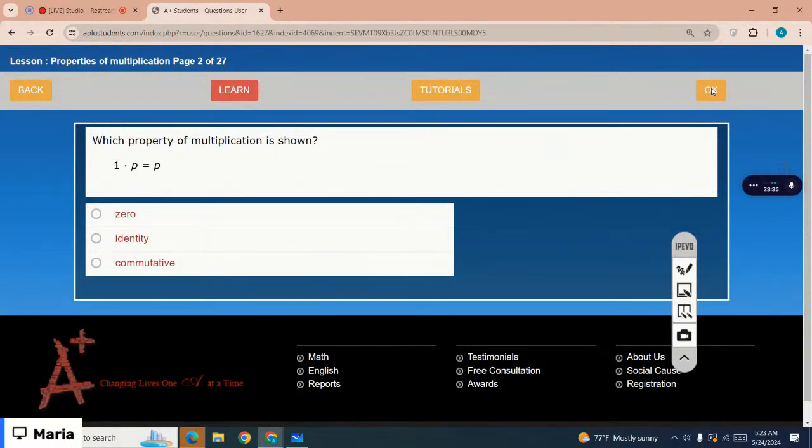Which property of multiplication is shown? 1 times p equals p. Is it zero, identity, or commutative? Which is the correct option? That is the identity, right? If you multiply and you have the same number, that means that is the identity.